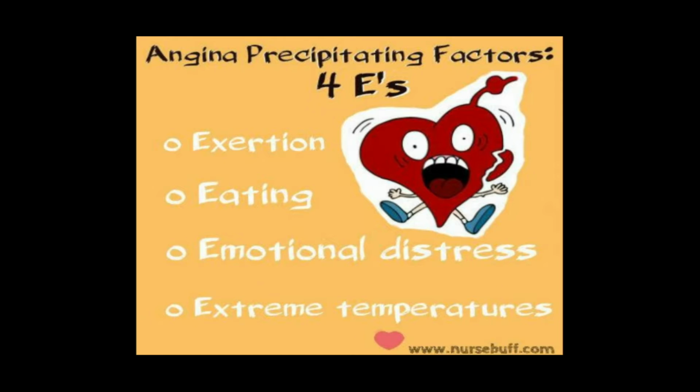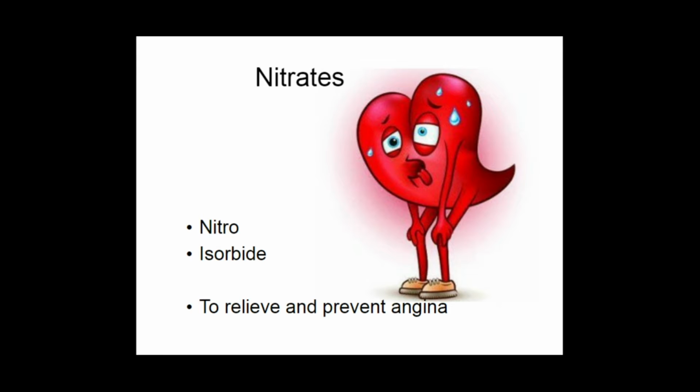So there are really common precipitating factors. That means something that happens prior to having an angina attack, and usually some sort of exertion like exercise or eating, or emotional distress, or extreme temperatures of the hot or cold. Nitrates are nitroglycerin, or isosorbide. These relieve and prevent angina.